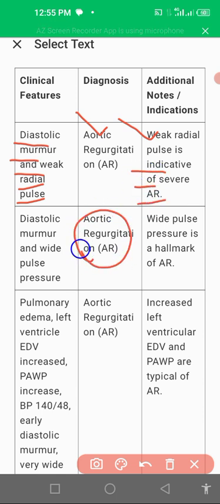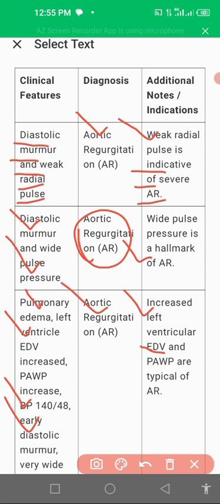Aortic regurgitation is also a diastolic murmur with wide pulse pressure, which is a hallmark of aortic regurgitation, and it also has increased left ventricular end-diastolic volume, and pulmonary edema can also lead to aortic regurgitation. Left ventricular end-diastolic volume will be increased. Blood pressure is 140 to 148.